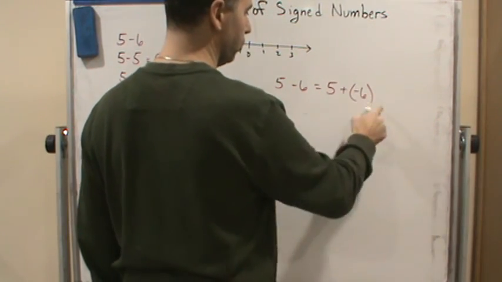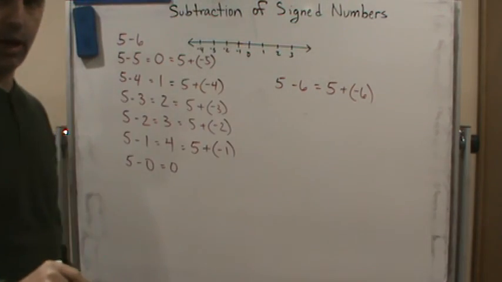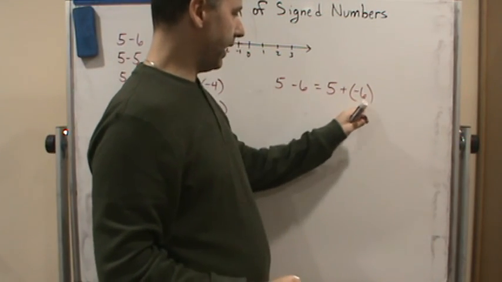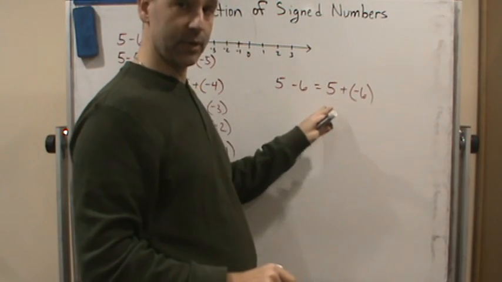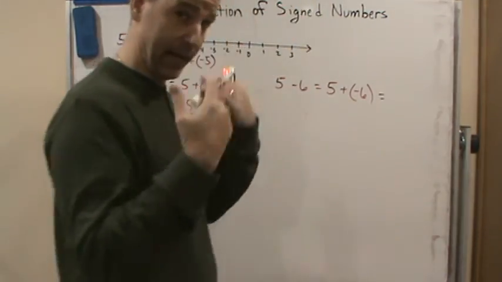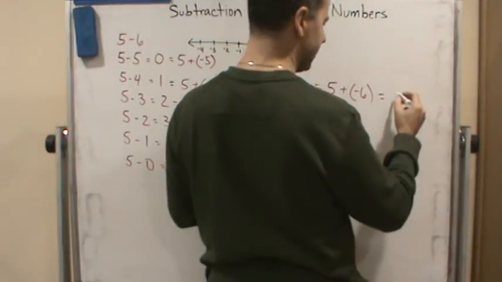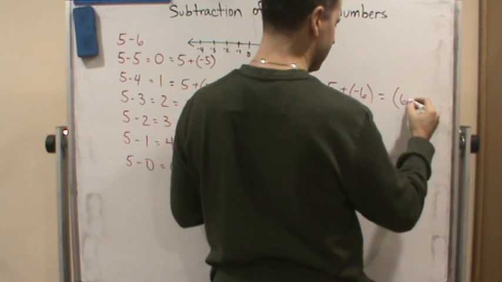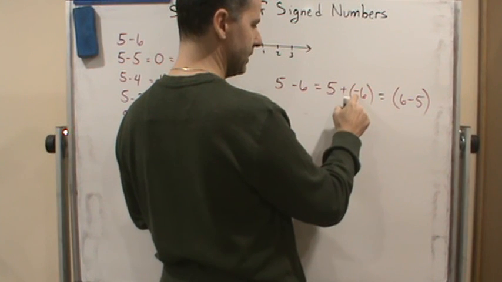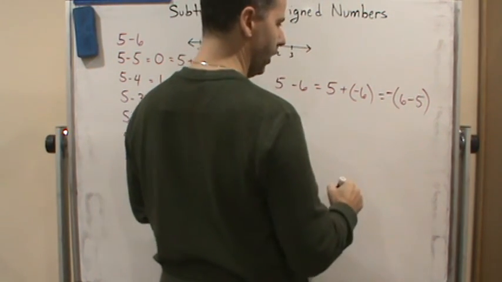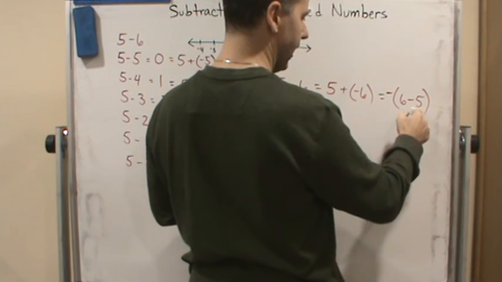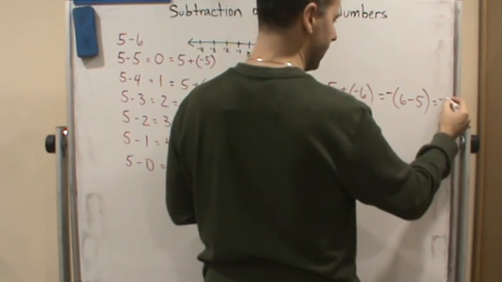Now what do the rules for addition of signed numbers tell me? Well, I have opposite signs, which means I'm going to subtract the numbers and keep the sign of the larger number. Well, let's do that. Again, I'm doing this in my head. That's going to tell me that this is the same as 6 minus 5, and then I'm going to keep the sign of the larger number, which is 6, so that's going to be negative. So I'm going to do 6 minus 5 and keep it negative. So this gives me negative 1.